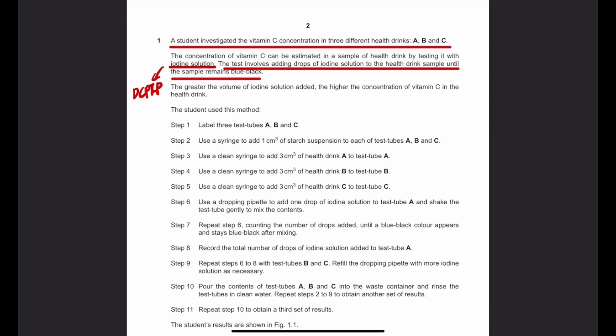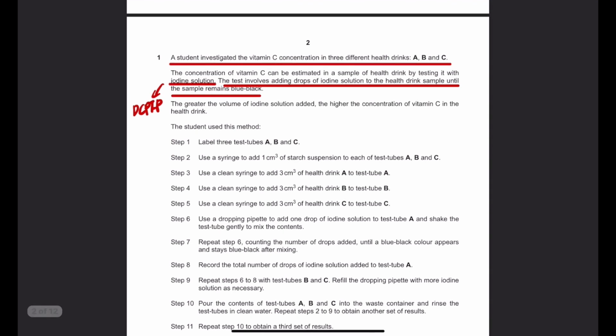Okay, so as you guys probably know already, iodine solution is often used to test the presence of starch. So iodine solution is a brown or yellow-brown color, and if starch is present, it changes its color to blue-black. Okay. So let's continue. The greater the volume of iodine solution added, the higher the concentration of vitamin C in the health drink.